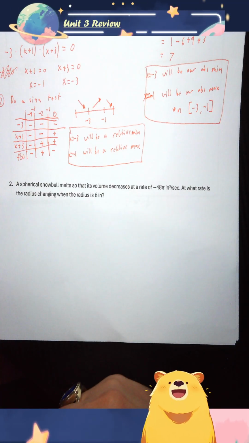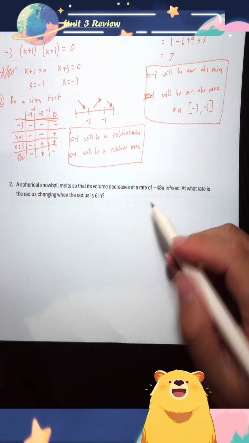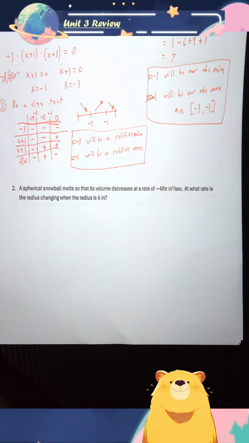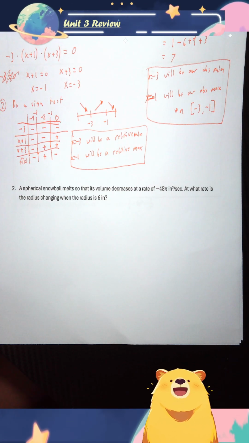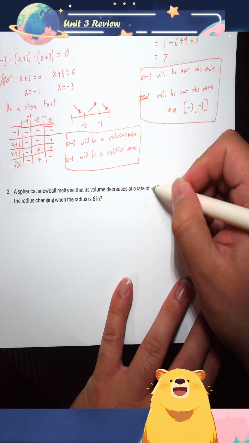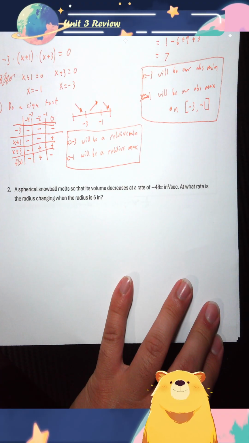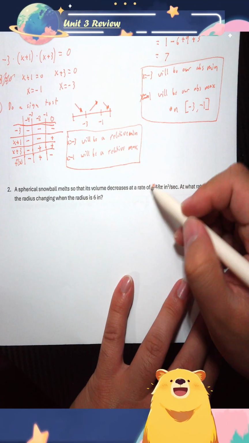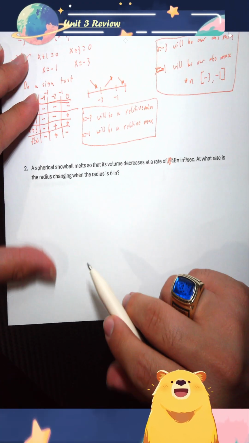Number 2 reads: a spherical snowball melts, so its volume just decreases at a rate of -48 pi cubic inches per second. Okay, so wait, is that a typo? Oh, this is a typo, because decreases at a negative rate. The negative is already implied with the decreases. My solution here includes a negative, so I'm going to go ahead and take that out. So you would say decreases at a rate of this. At what rate is the radius changing when the radius is 6 inches?